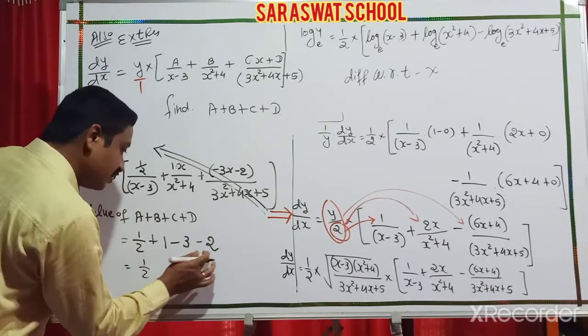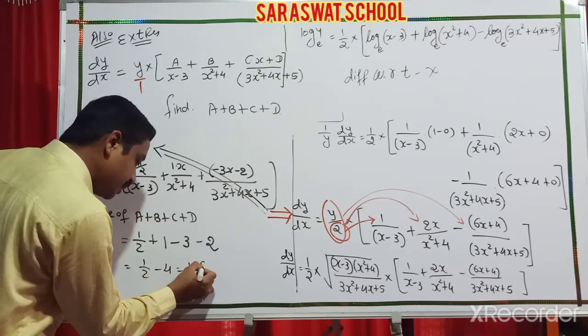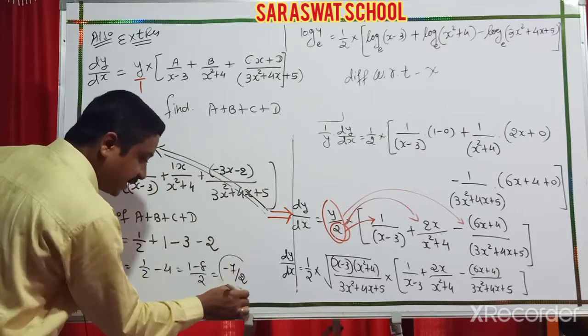it is half. 3 minus 2 minus 5 and 1 minus 4. So 1 minus 8 by 2 minus 7 by 2. This answer is done.